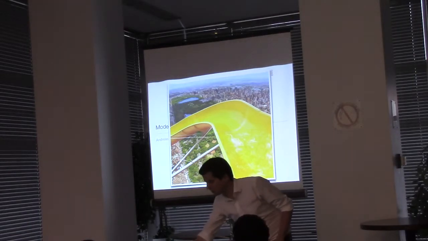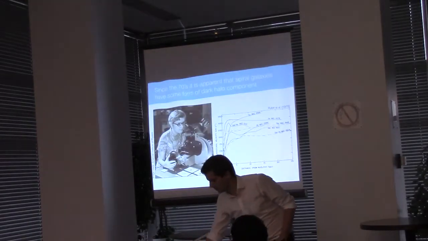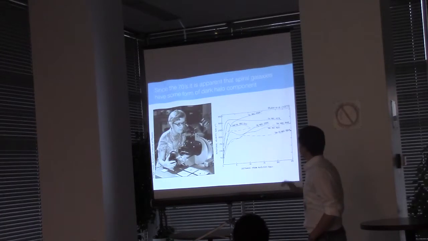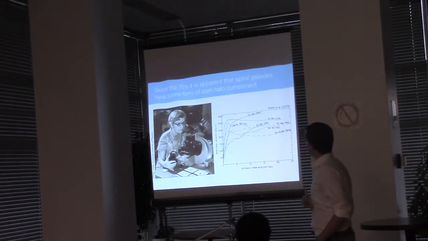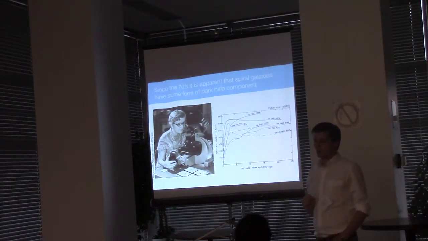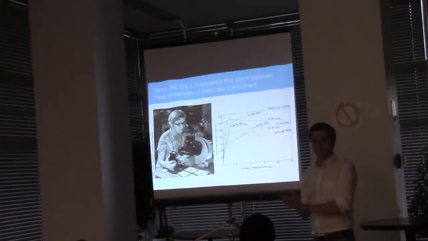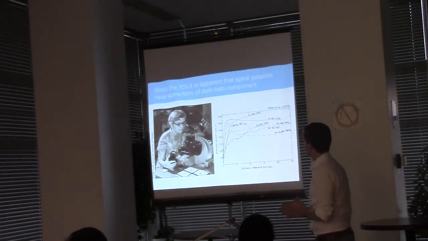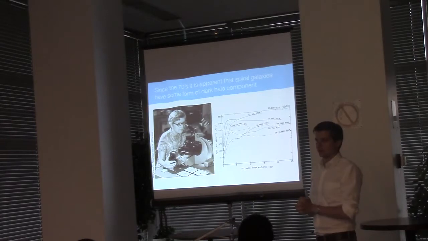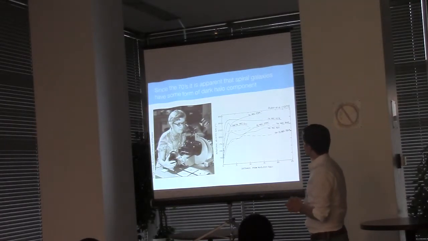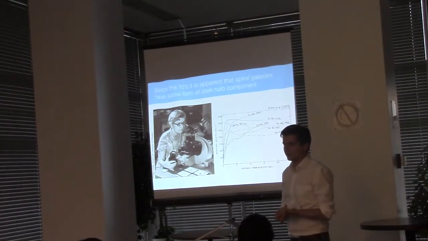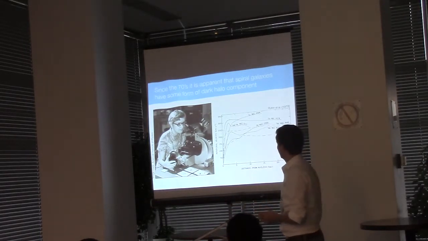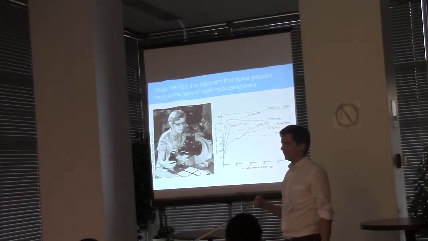So tidal debris of globular clusters, why should we care? Since the 70s and this woman here, Vera Rubin, we know that spiral galaxies rotate faster than they should. If we just add up all the baryonic matter, looking at the rotation curves tells us there must be a significant fraction of some dark matter or some modified gravity or whatever.